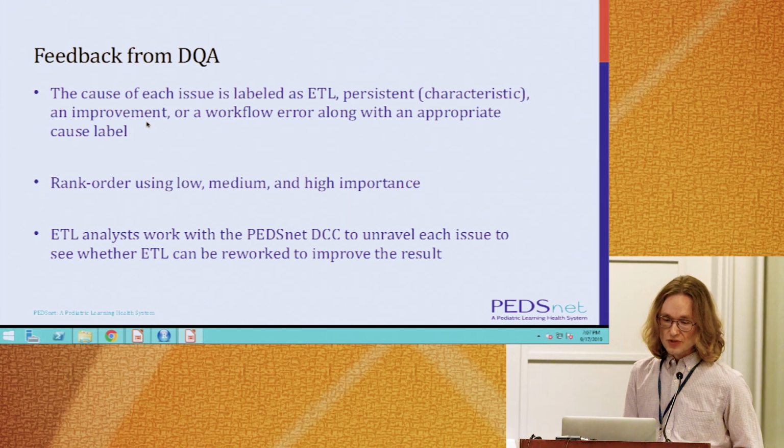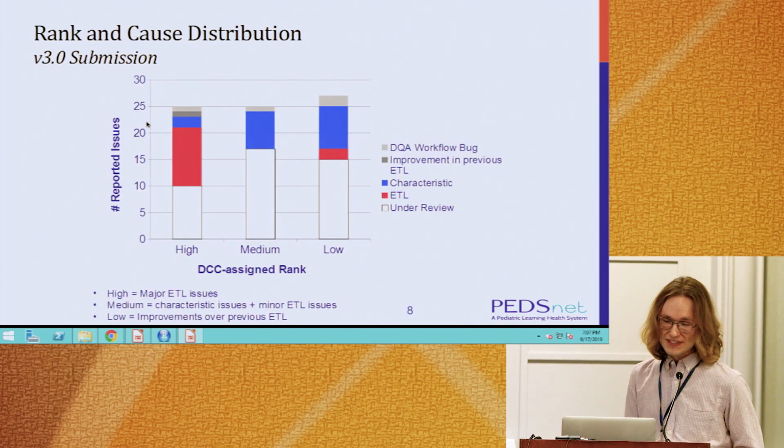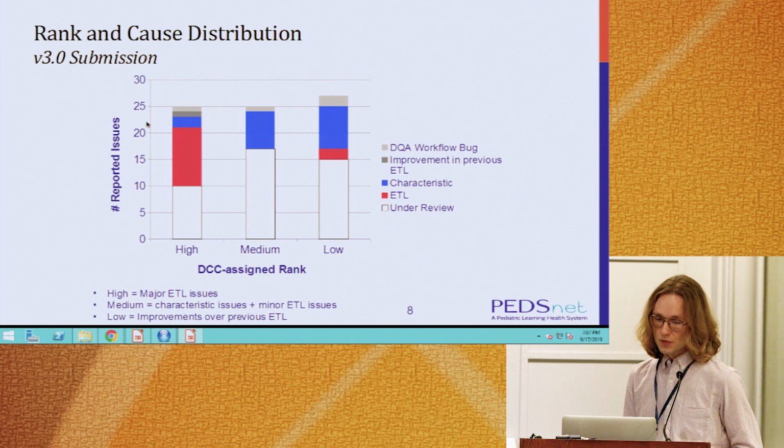So this is a distribution from one of our data submission cycles. You can see that ETL issues in red are highly concentrated in high-level issues. Blue, more concentrated in the low-level issues. Everything in white is something that at the time that this image was taken during our quarterly call, we were still waiting on sites to hear back on.